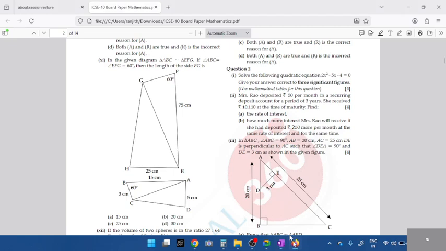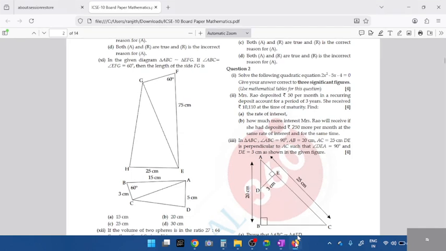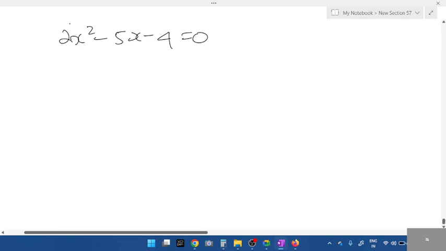Look here. Question 2, first one, students. Solve the quadratic equation 2x square minus 5x minus 4 is equal to 0. And use the mathematical table. In the bracket, it says you can also use the mathematical table. Find three significant digits using the mathematical table. So how do you solve using the mathematical table? First, we can't use factorization here. A is equal to 2. C is equal to minus 4.